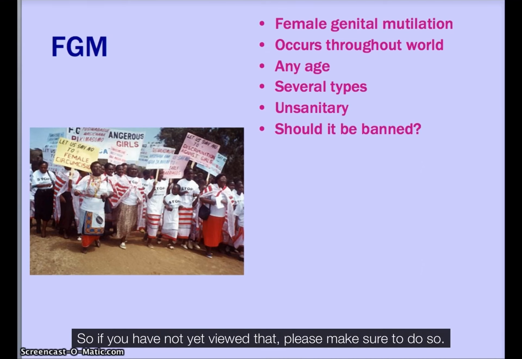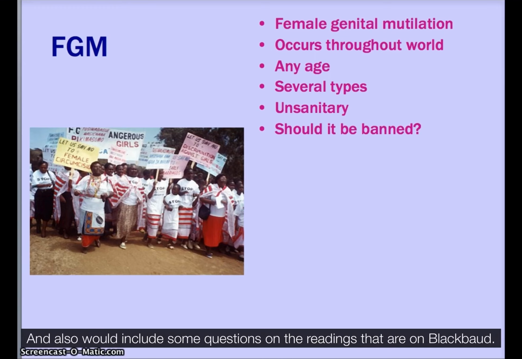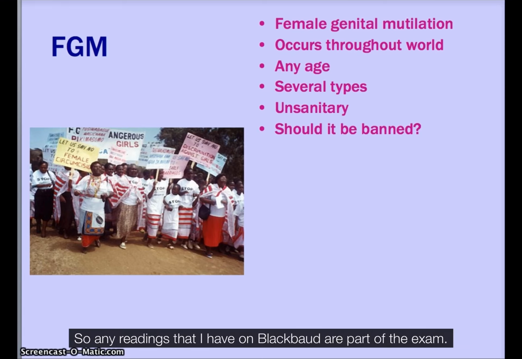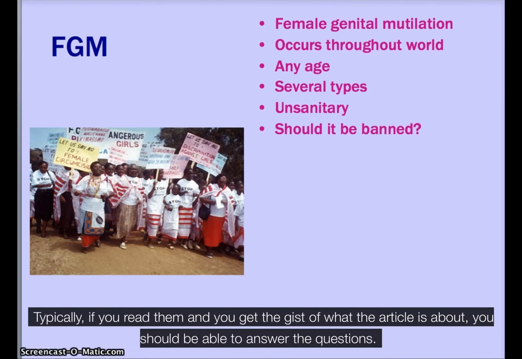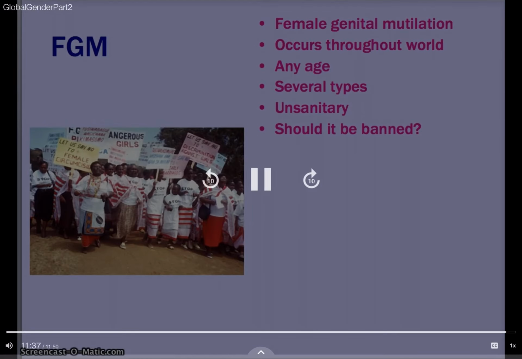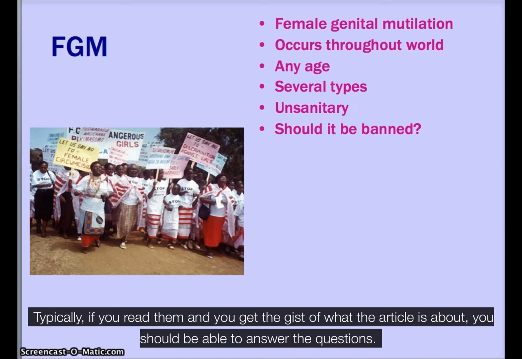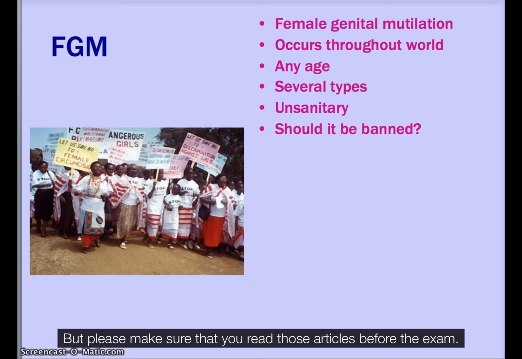So if you have not yet viewed that, please make sure to do so. And also it'll include some questions on the readings that are on Blackboard. So any readings that I have on Blackboard are part of the exam. Typically, if you read them and you get the gist of what the article is about, you should be able to answer the questions. But please make sure that you read those articles before the exam.